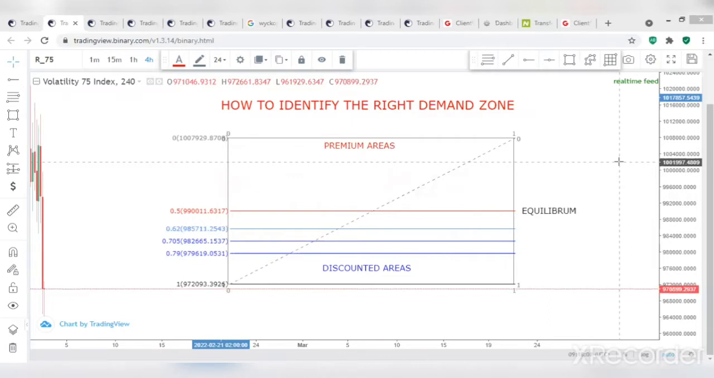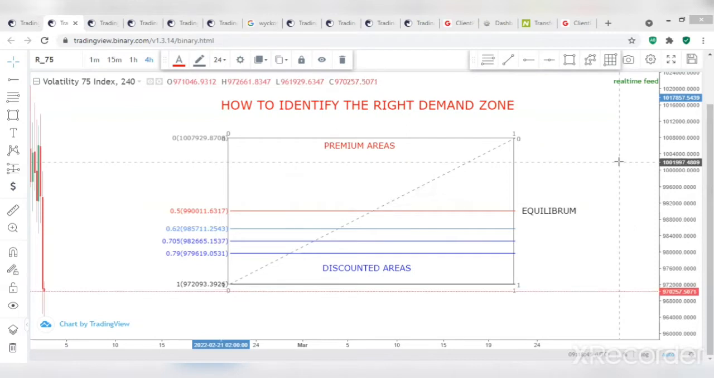And like I told you, I'm going to be sharing with you how to identify the right demand zone in the market. I'm not going to take much of your time. I'll just be hitting the nail on the head, going straight to the point. I'll be very concise because I want the video to be very short. I don't want to take much of your time. So how do you identify the right demand zones?